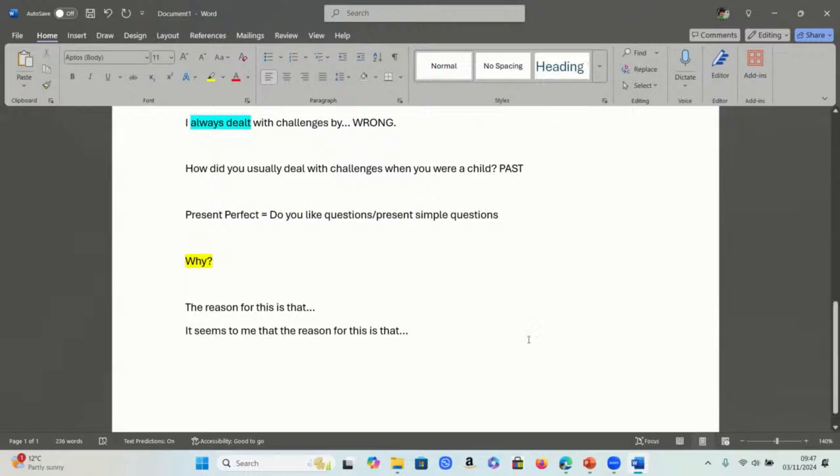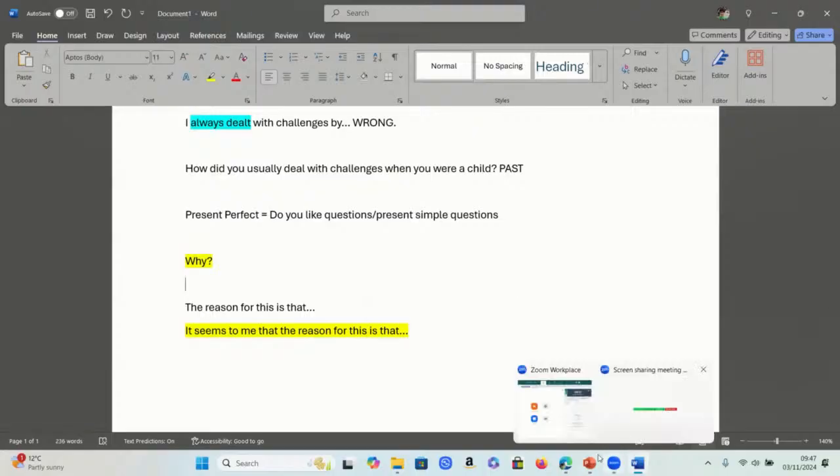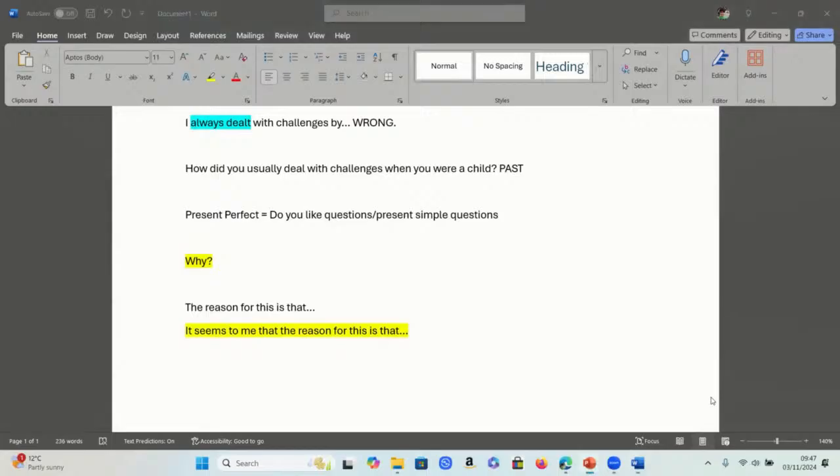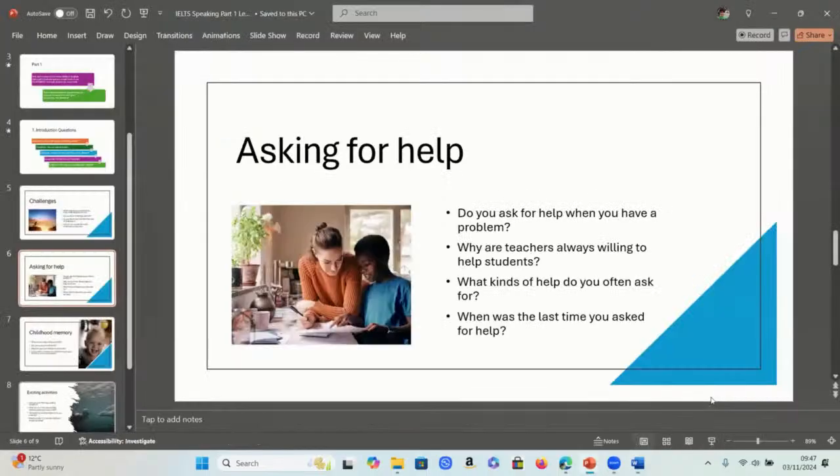So these are expressions you can begin with. It seems to me that the reason for this is that. I don't know how difficult this one is for you to say, but for me, that's really easy to say. That's very natural sounding. So this is what you want to do when you're looking at the part 1 questions. And we can think this way because most of these part 1 questions are fairly similar types. See if we've got any more in a moment.